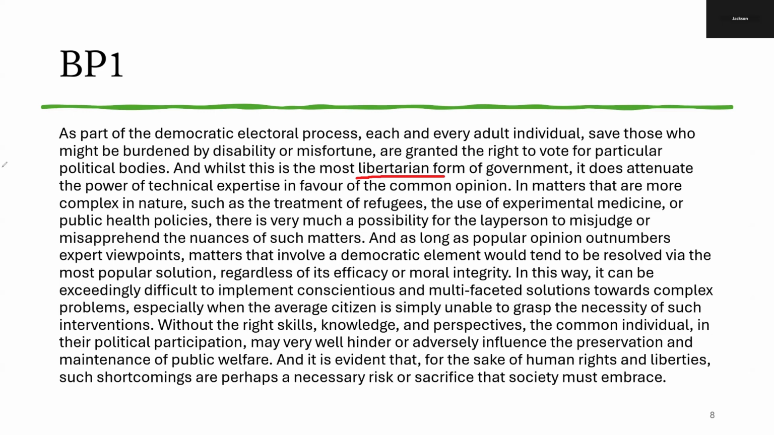And the other thing here, in terms of content, is this idea here, for the sake of human rights and liberties, such shortcomings are perhaps a necessary risk or sacrifice society must embrace. Really, that could be a bit better written in the way of saying, despite this, human rights and liberties must be preserved because of X, Y, and Z, right? Because it's saying for the sake of human rights and liberties. So the opportunity to expand here is to offer something a bit more in terms of, well, what's so important about human rights? Why do we care about it so much? And why would that make it a necessary sacrifice? Okay, let's move on.